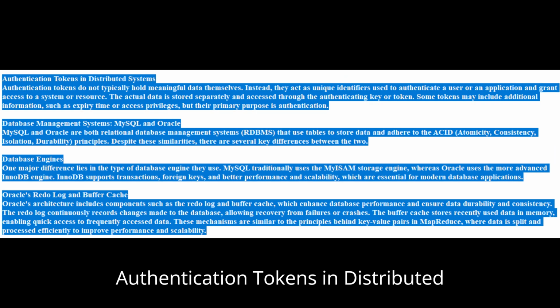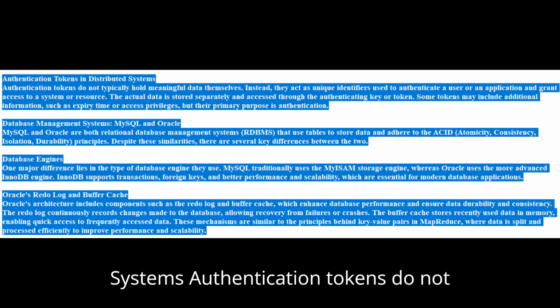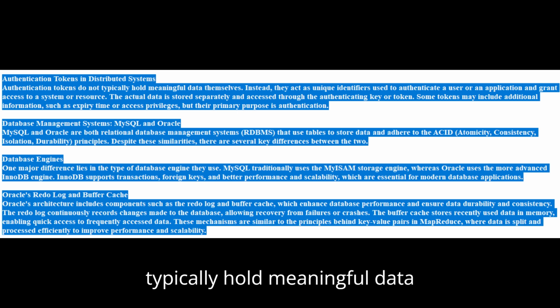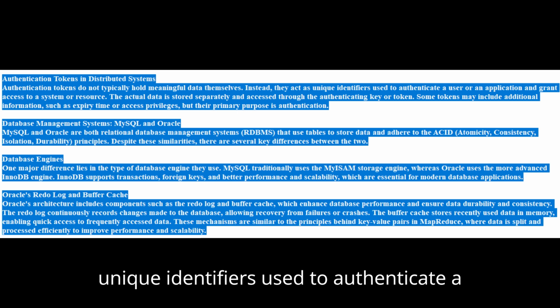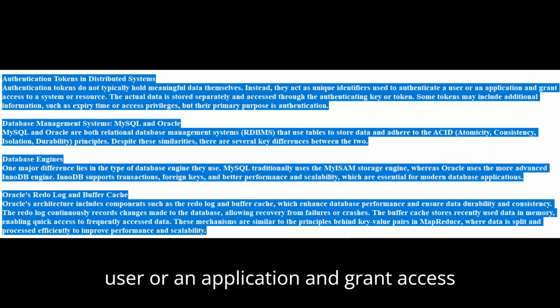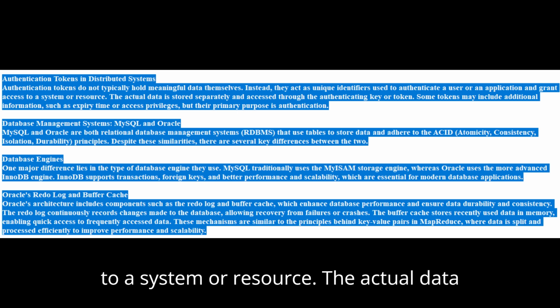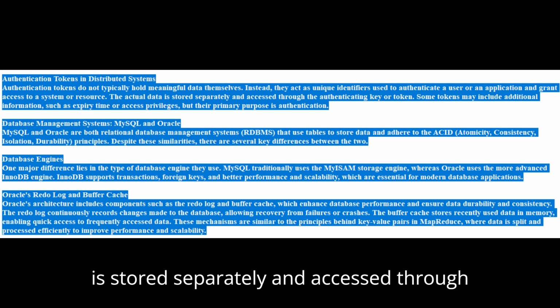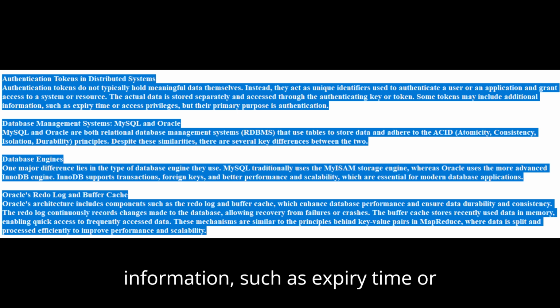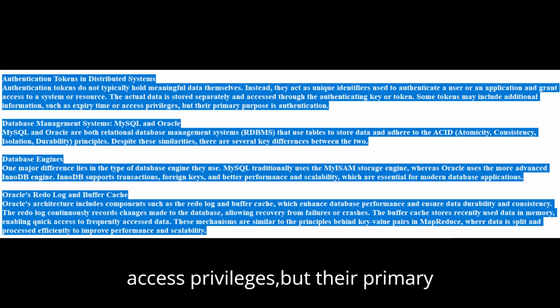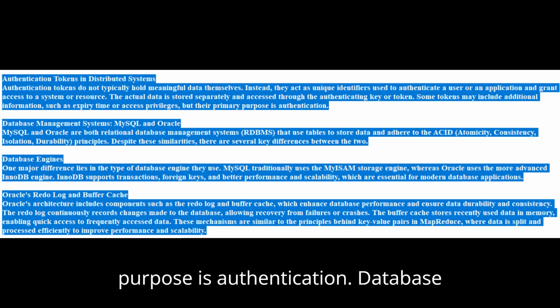Authentication tokens in distributed systems. Authentication tokens do not typically hold meaningful data themselves. Instead, they act as unique identifiers used to authenticate a user or an application and grant access to a system or resource. The actual data is stored separately and accessed through the authenticating key or token. Some tokens may include additional information, such as expiry time or access privileges, but their primary purpose is authentication.